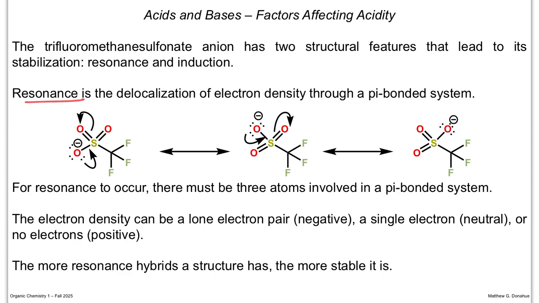So anytime you can stabilize a negative charge or a positive charge through these resonance hybrids, it makes things more content or stable. And so again, with this arrow pushing, we're starting at a lone pair. We're now going to make an OS double bond, and then we're going to break an SO pi bond where the electrons go on oxygen. So that negative charge migrates.